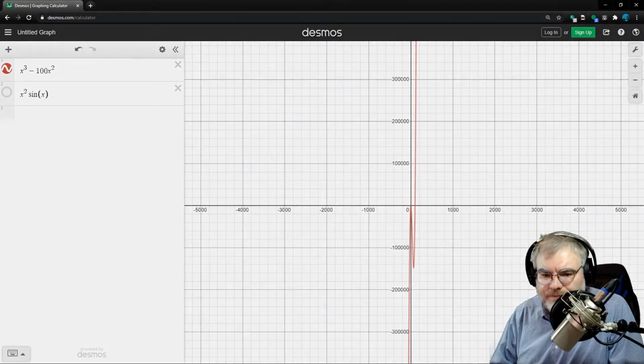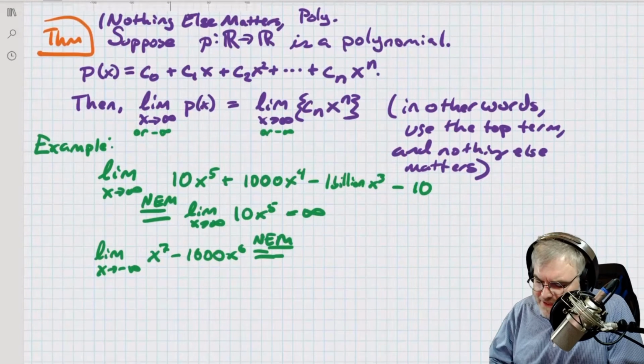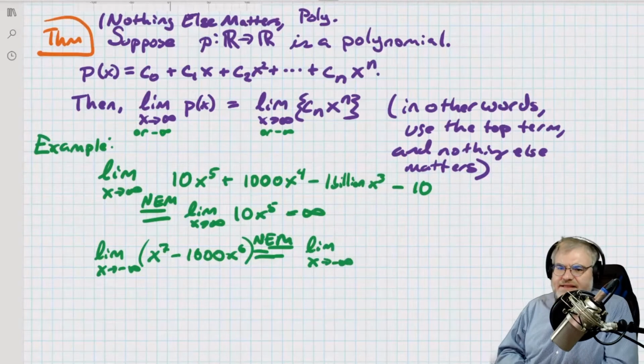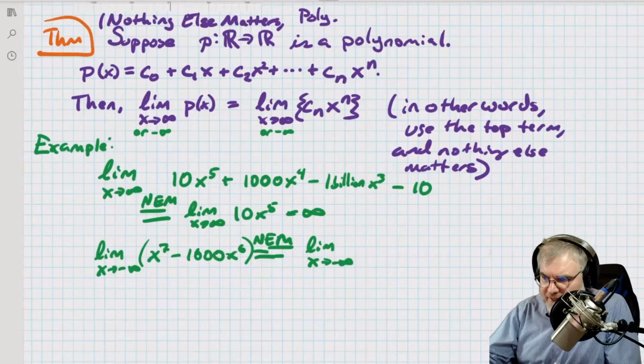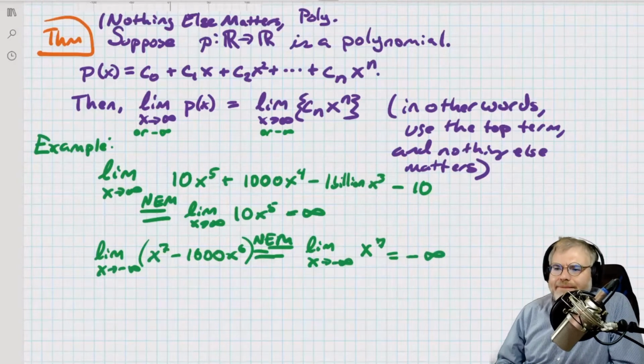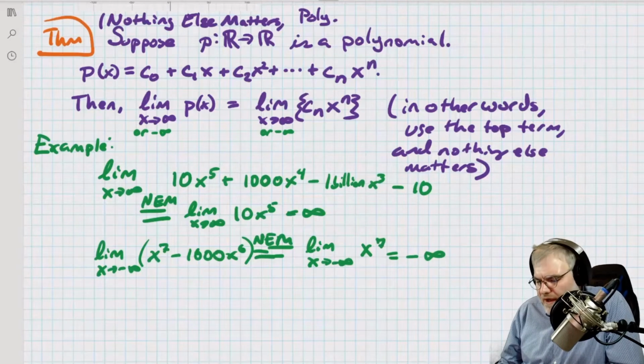Here's another example. The limit of x to the 7th minus 1000 x to the 6th. The only thing that's going to matter is this x to the 7th term. And 7 is odd, so x to the 7th is headed to the basement as you go to the left. All right, so that's the first thing. Just kind of nothing else matters.